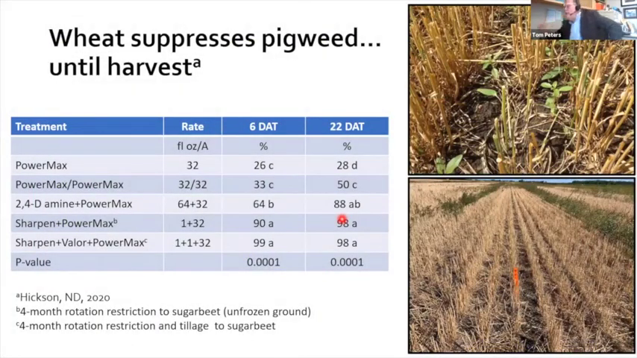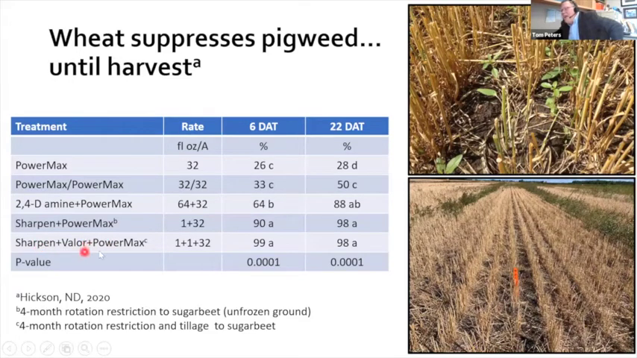Now, I will tell you that I had 25 or 30 questions about controlling water hemp in wheat stubble last fall. So we wound up and did an experiment. We wanted to be sure. So we looked at Power Max alone. We looked at a sequential Power Max application. We looked at Power Max plus 2,4-D. We looked at Power Max and Sharpen. And the key on this one is we mixed MSO with the Sharpen, because that's the way Sharpen likes it. And then we did a three-way Power Max, Sharpen, and Valor.